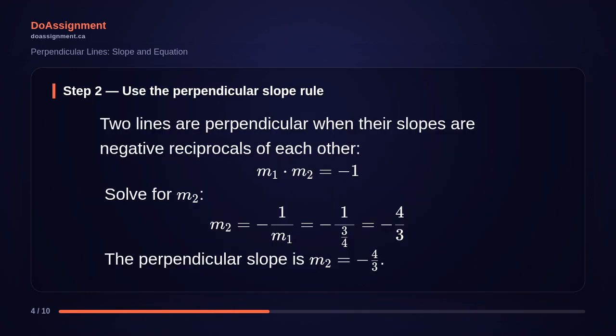Perpendicular lines have slopes that are negative reciprocals. That means we multiply the two slopes and get -1. So we flip 3/4 to get 4/3, then make it negative. The perpendicular slope is -4/3.